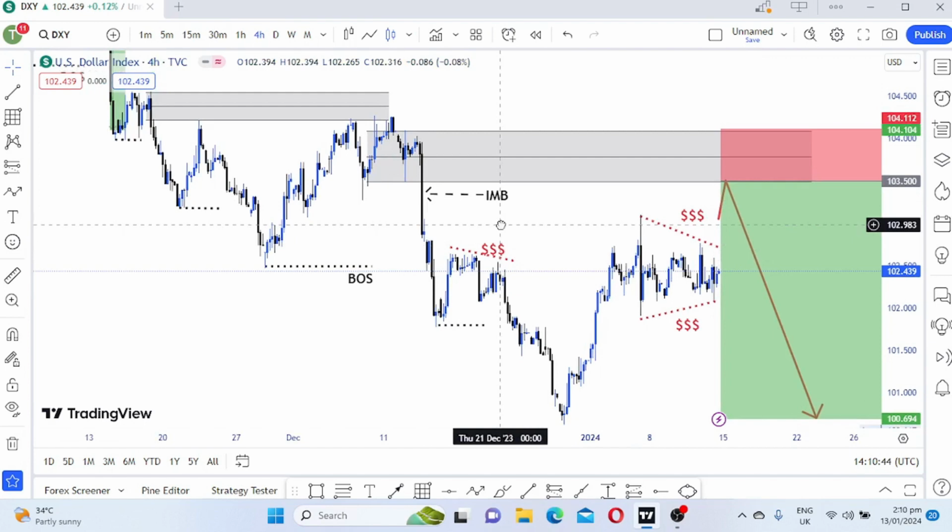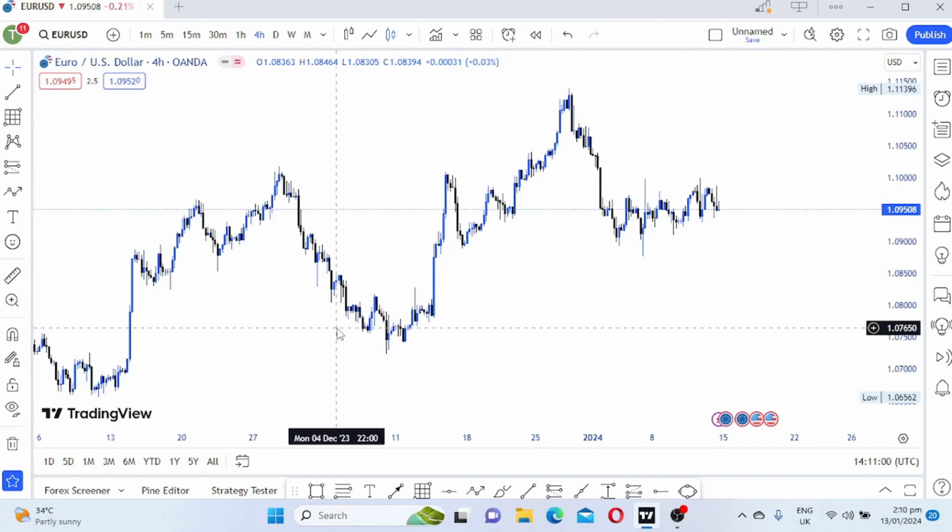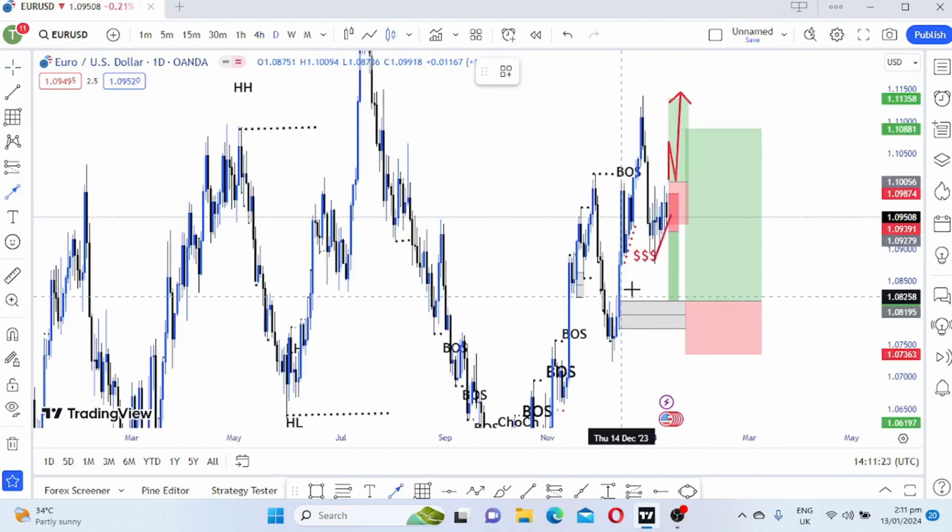So let's move on to Euro USD. Looking at Euro USD, we are on H4. Let me just quickly go on daily, because my higher time frame is daily. As you can see here, we left an imbalance that should be filled. Let me just quickly put it down here. We have an imbalance that has to be filled down here.